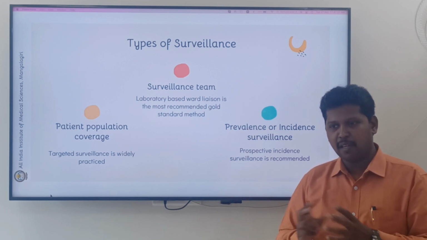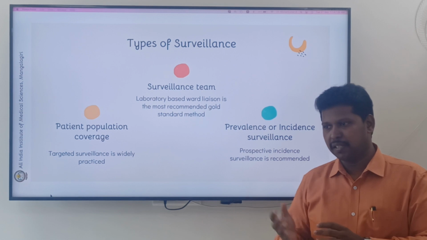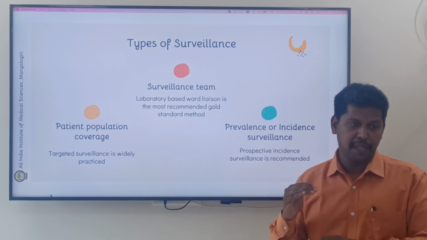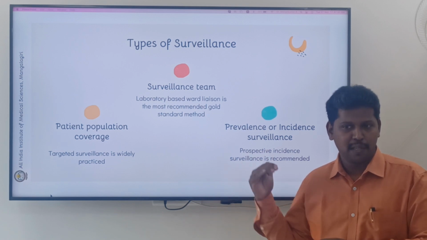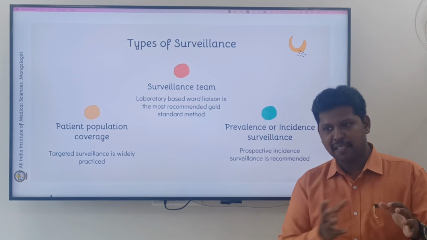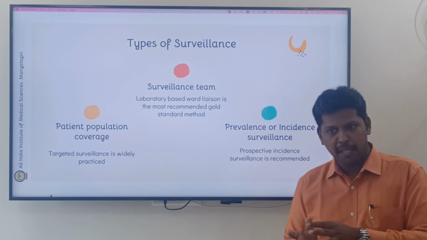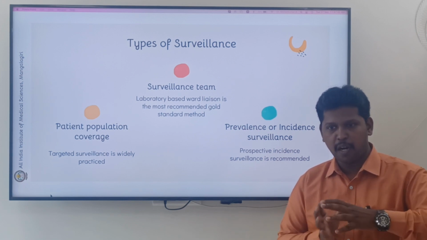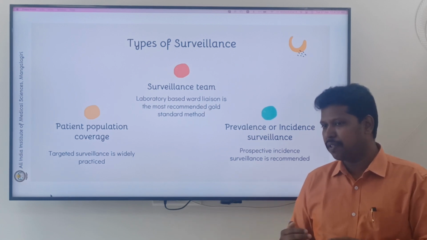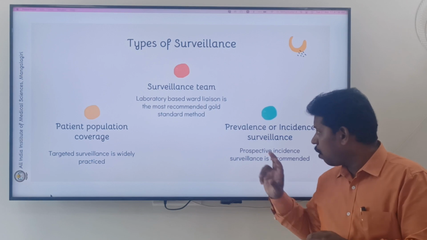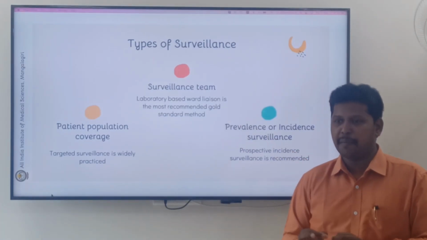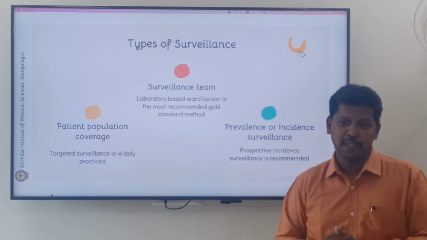But we will be missing a lot of clinical data in this. The NHS and CDC have given properly fixed, objective guidelines for calculation of these HAI rates. If you just do clinical analysis, you will miss the laboratory data, and if you do laboratory analysis, you will miss the clinical data. You will not be able to categorize or localize these infections in specific groups if you do either of these. So it is always laboratory based ward liaison. That is the most recommended as well as the gold standard method of surveillance.